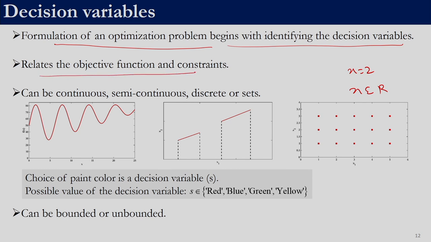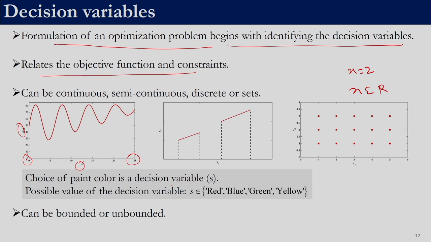The decision variables can be continuous. For example, here x is the decision variable and f of x is the objective function. x can take any value between 0 and 25, so in that case x is continuous. The lower bound of x is 0 and the upper bound of x is 25, so x can vary from 0 to 25. Our task is to find the value of x for which the function is either minimum or maximum.